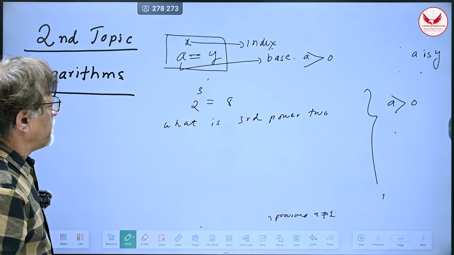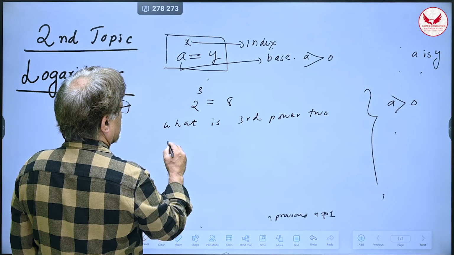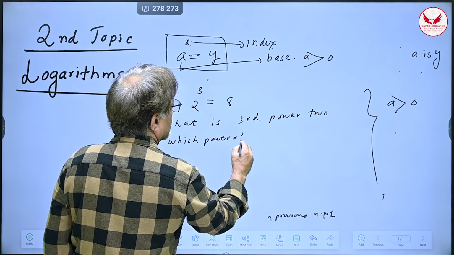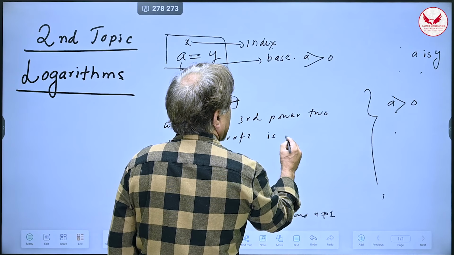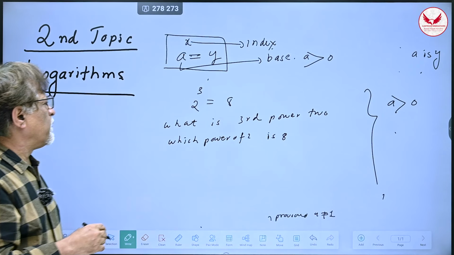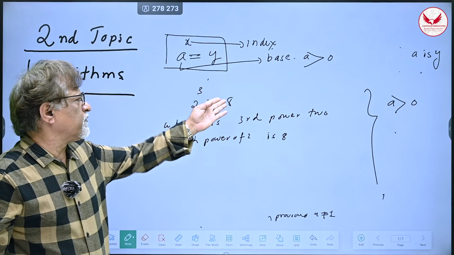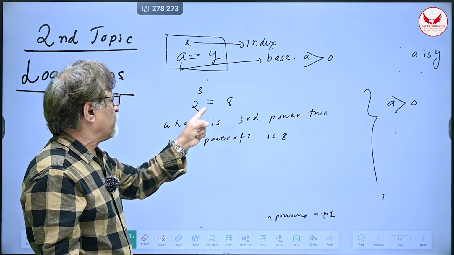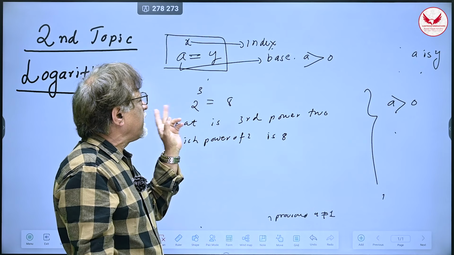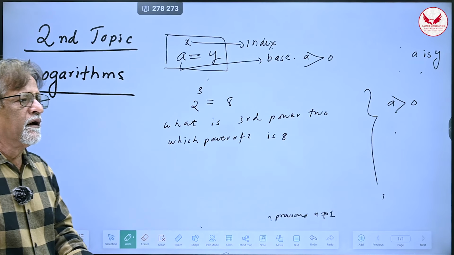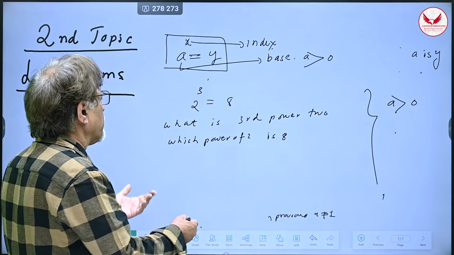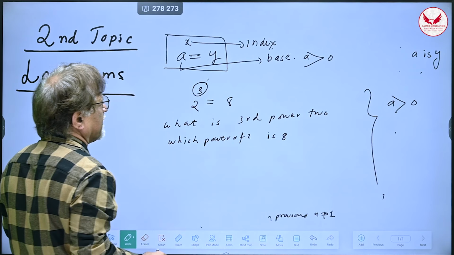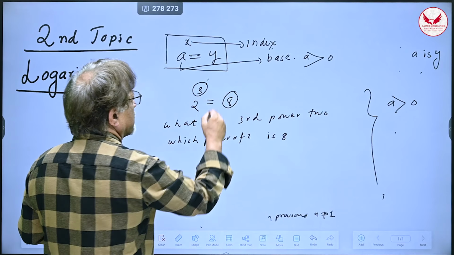But sometimes I may ask you a question: which power of 2 is 8? Obviously, from this statement, it is 3. But this statement is exactly the reverse of that. Here we are not interested in finding the power. In fact, we know what the power is. We want to find out which power. That means I want to find this index. So here the index is the target, and earlier the power itself was the target.